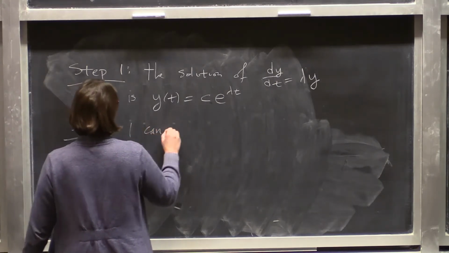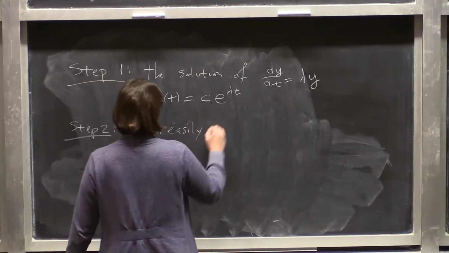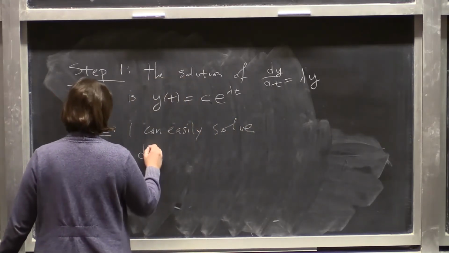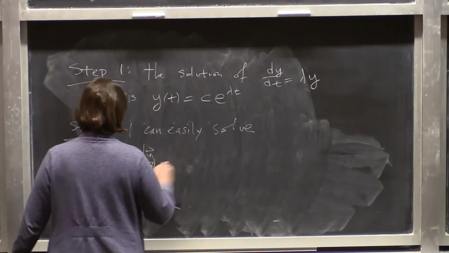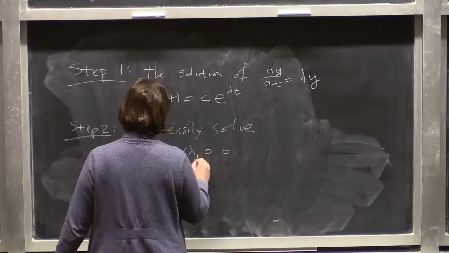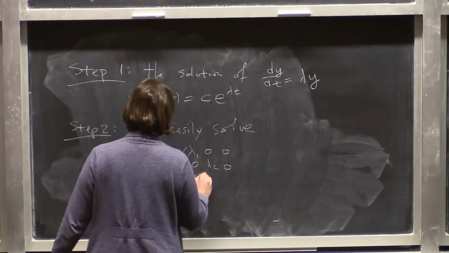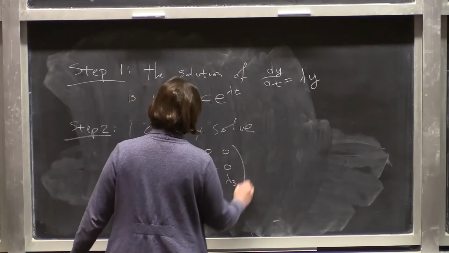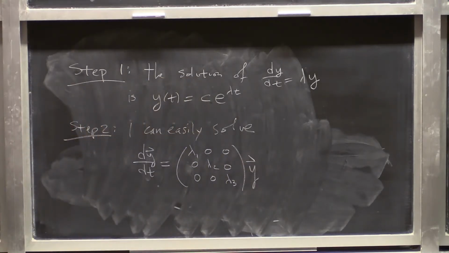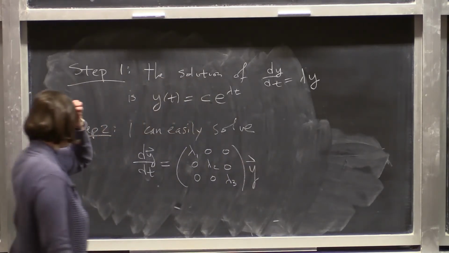Step 2. I can easily solve dy/dt equals the diagonal matrix with lambda 1, lambda 2, lambda 3 on the diagonal, times y. So how can I see that I can easily solve that?